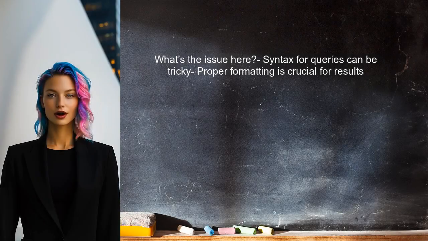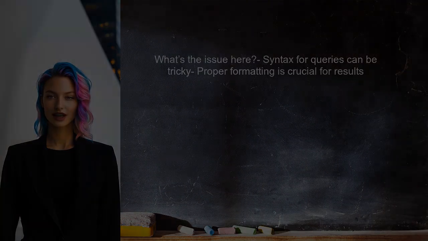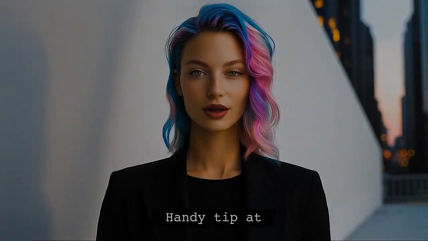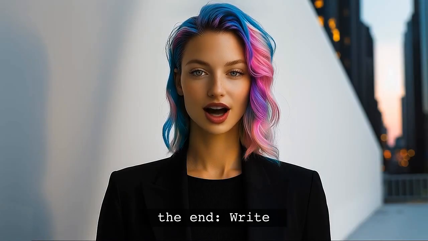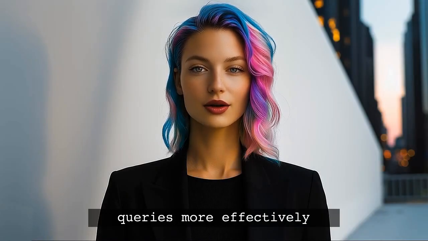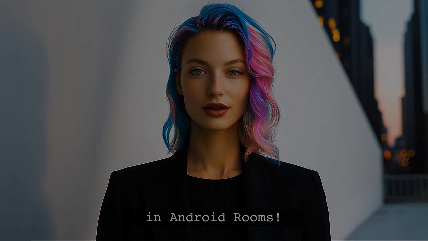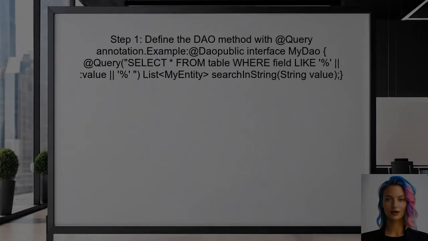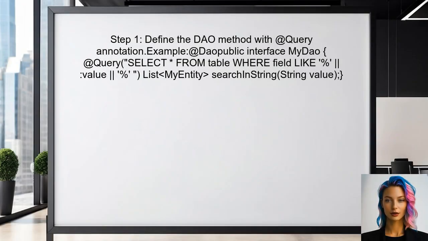So, what's the issue here? In Android Rooms, the syntax for queries can be a bit tricky, especially when it comes to using wildcards like the % sign. Understanding how to properly format your query is crucial for getting the results you need. And stick around. I have a handy tip at the end that will help you write queries more effectively in Android Rooms.